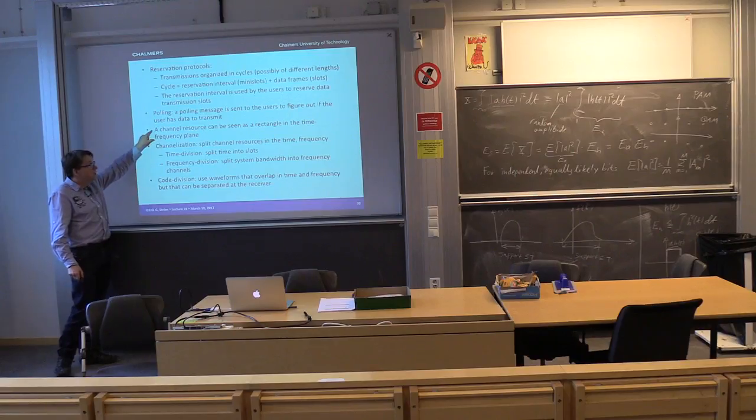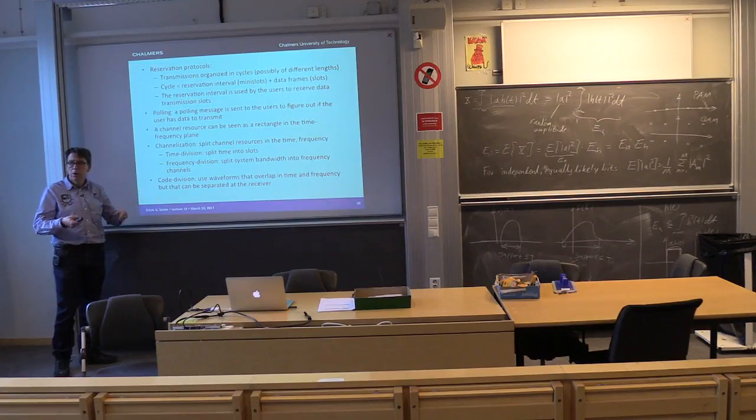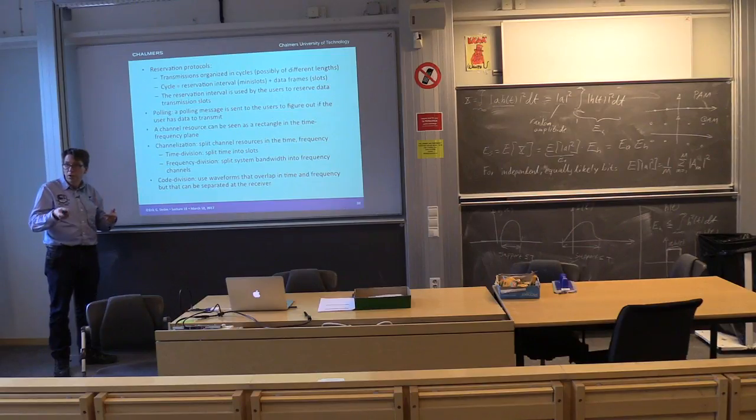Channel resources is basically time and frequency space. So we can do channelization, and that's to split the channel resources in time or in frequency or in some other way. So time division is to split time into time slots and hand out the slots between the users. Frequency division, split the system bandwidth into frequency channels and then hand out frequency channels. Code division is using different waveforms that are close to orthogonal to each other. And thereby users can actually transmit at the same time, and they can be separated at the receiver.